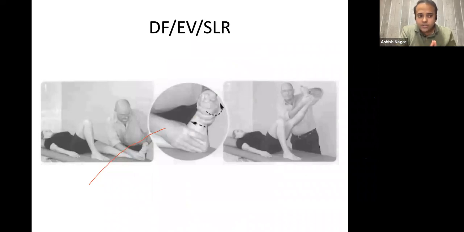Now, we all just saw how to perform a straight leg raise. So if in that straight leg raise, you just add dorsiflexion and eversion, as you can see in the picture, just remember dorsiflexion and eversion. That means you're testing for tibial nerve.